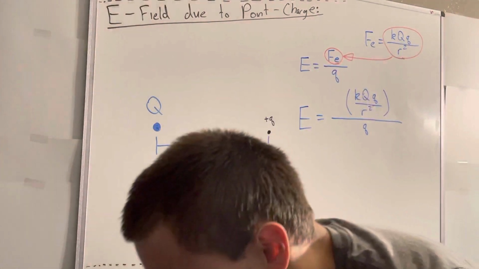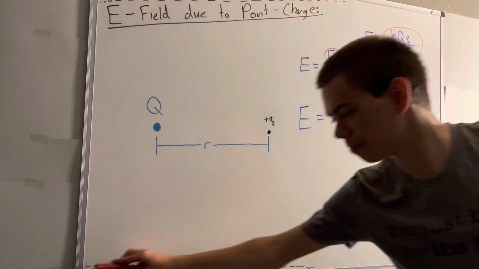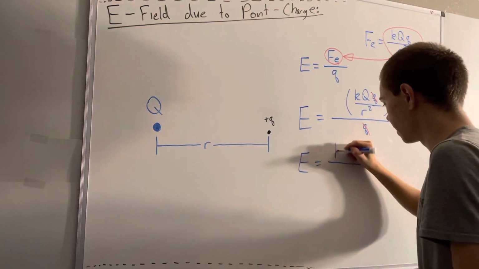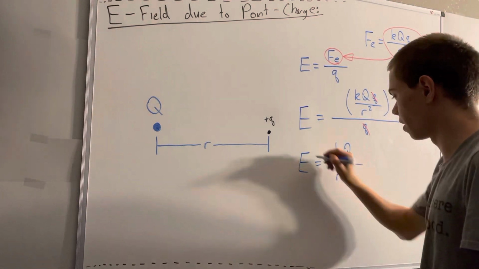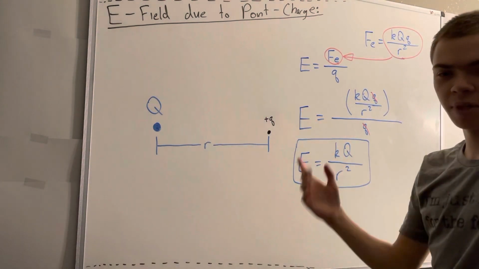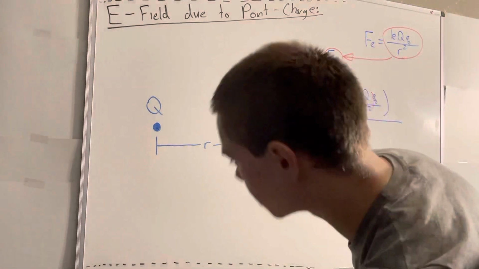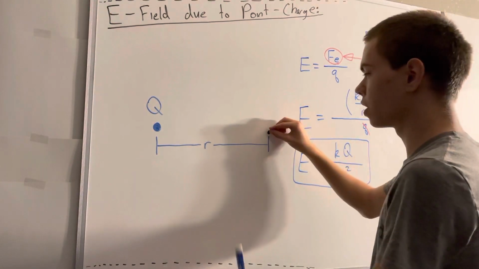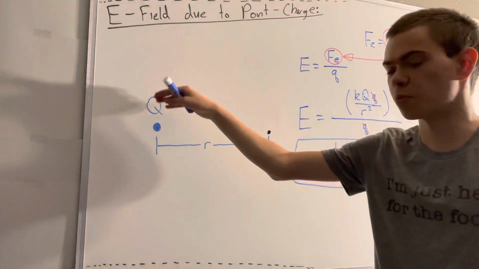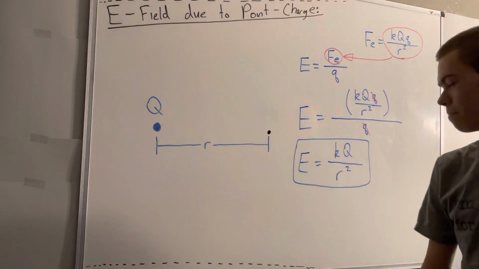And so you can see how our test charge cancels out. So really this charge doesn't matter when it comes to the electric field. What we get from this is that the electric field is K capital Q over r squared. And this right here is basically the electric field at this point in our electric field. So we don't even need to know what that test charge is. It's just a certain point at a certain distance away from the charge producing our electric field. You only need to know the charge producing the field and the distance from that charge, and that will give you the electric field at that point.